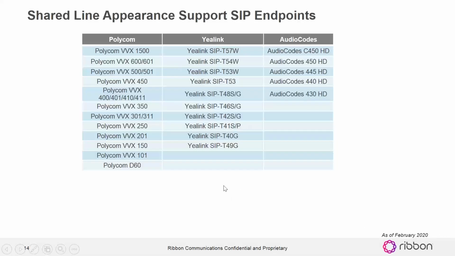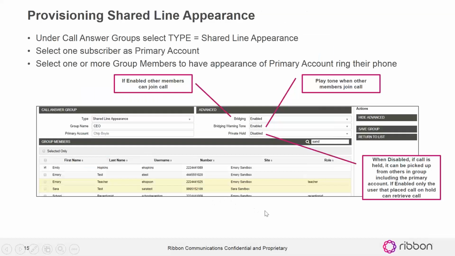Now, some of these are end-of-life phones, but you may have one that you want to test this on that might be an older one, some of the G models here as well. But you can see there's a wide variety of Polycom, Yealink, and AudioCodes phones that do support shared line appearances. And when you go in and build it in that shared line appearance, you want to name it, and then you'll select different people. But you have to choose the primary account holder.